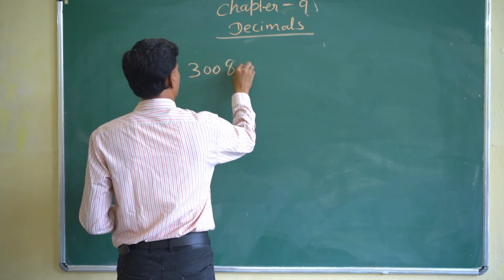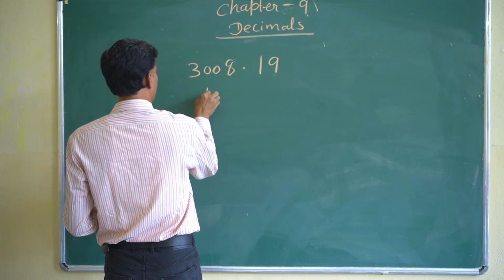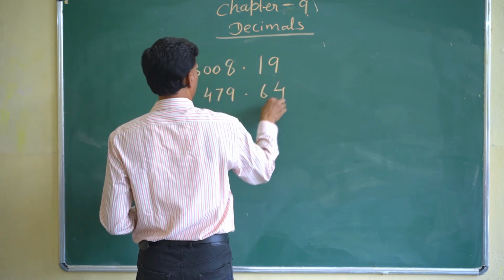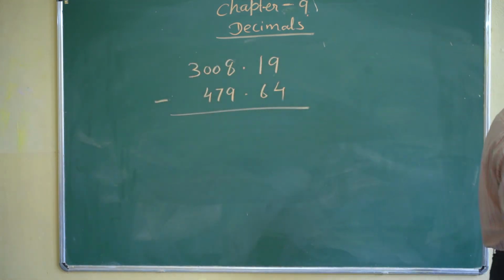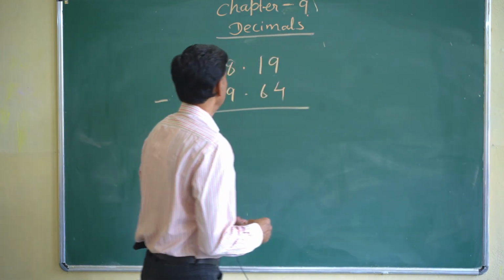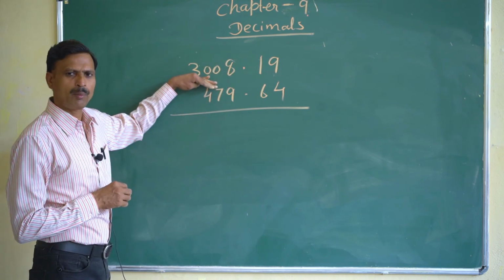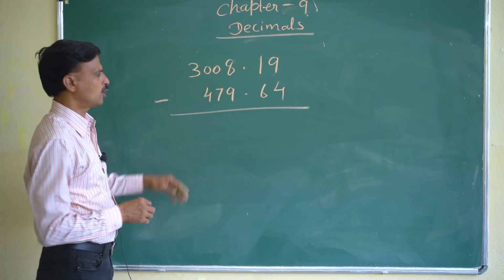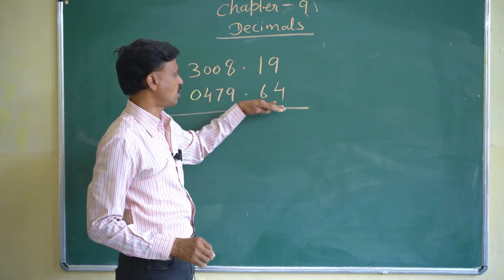3008 decimal 19 and this 479 decimal 64, we have to subtract. So as I told you, what we'll do, first we'll convert into like decimals. So before the decimal, that is the whole number part, it contains 4 digits, but this contains only 3 digits, so we'll put a 0 over here, and after the decimal 2 digits, this also 2 digits.